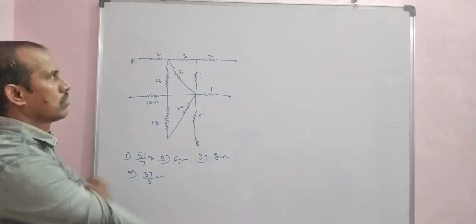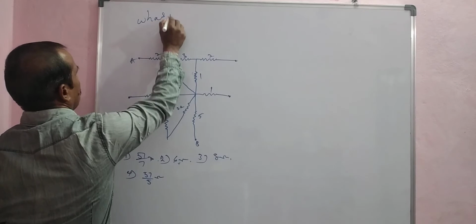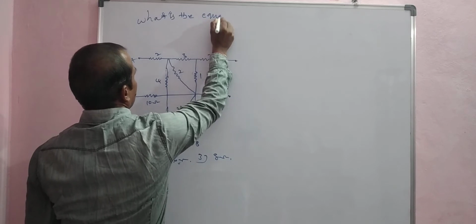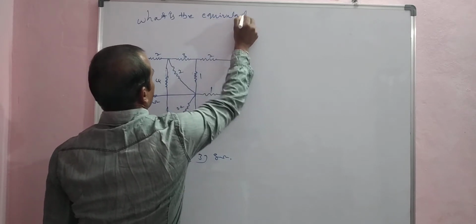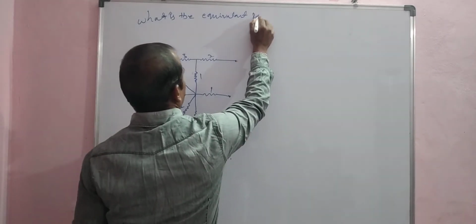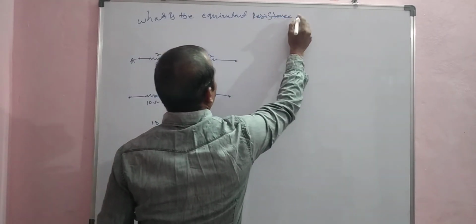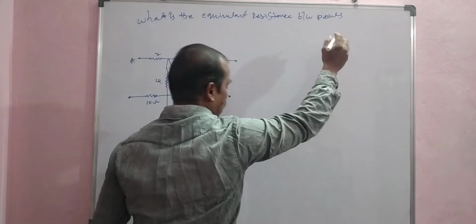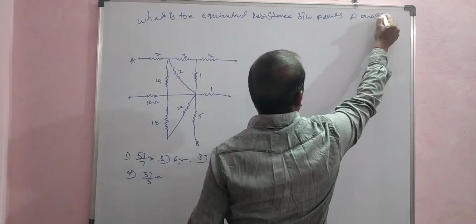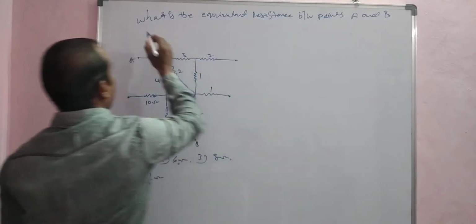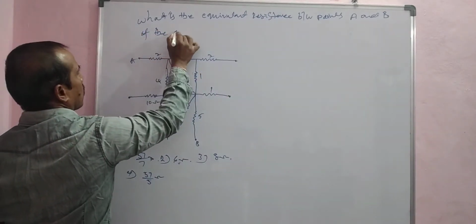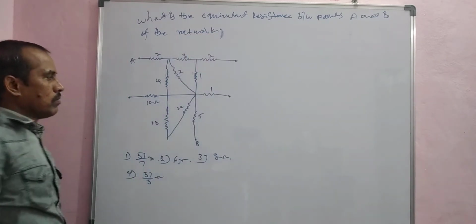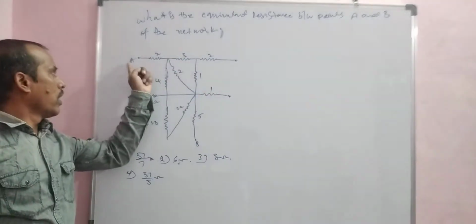So what is the equivalent resistance between points A and B of the network? Now let's find the equivalent resistance between A and B.